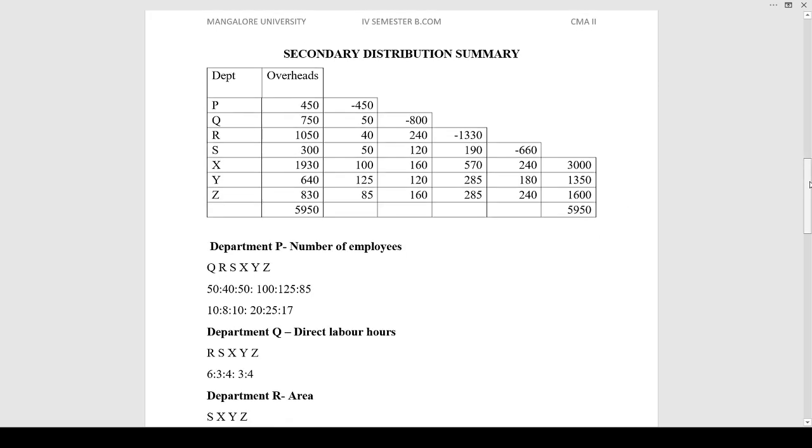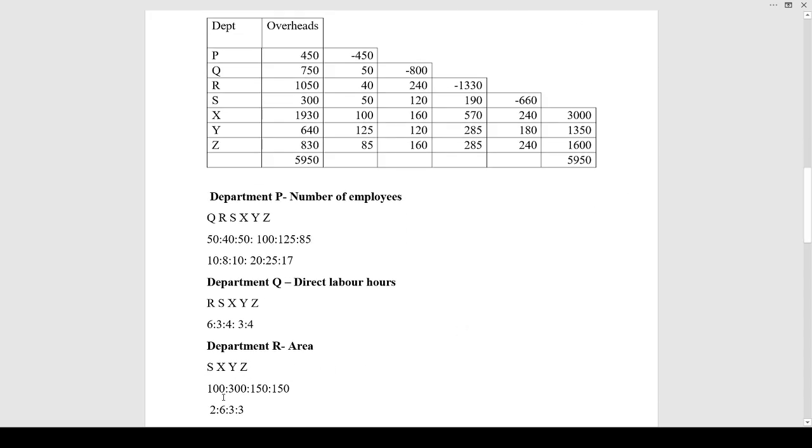So what is the basis? The basis is area. So area, so 100 is to 300 is to 150 is to 150. This is the ratio. So this can be simplified by dividing it by 50. So we get 2 is to 6 is to 3 is to 3. And so 1330 is distributed to the other departments. S department 190, X department 570, Y department 285, Z department 285.